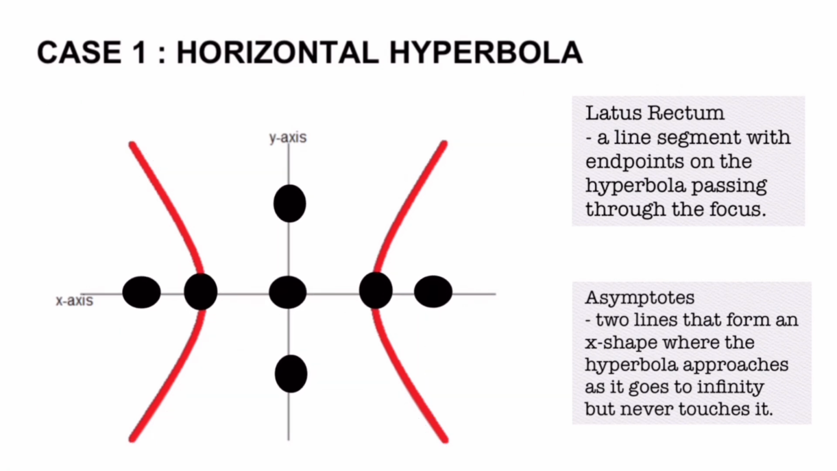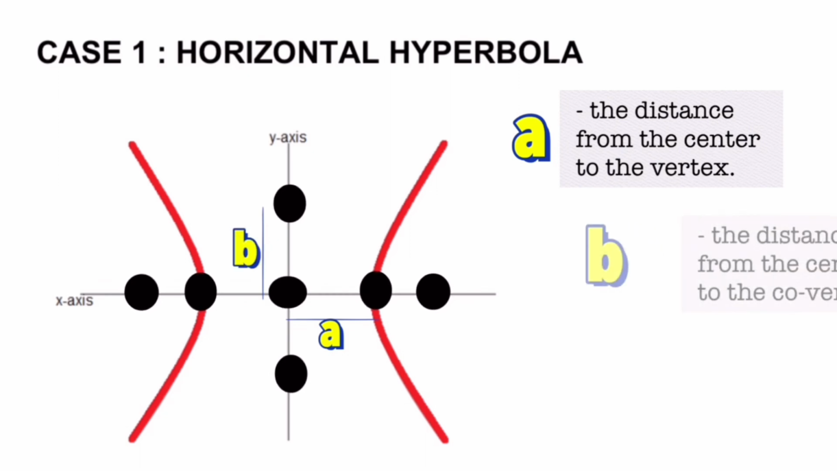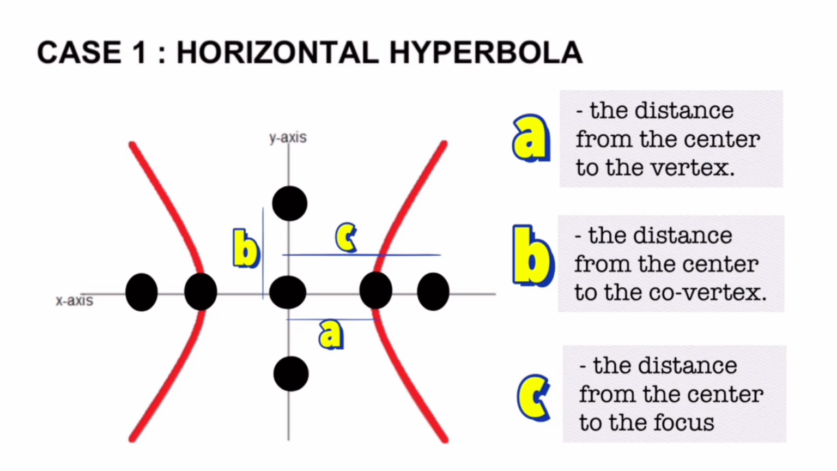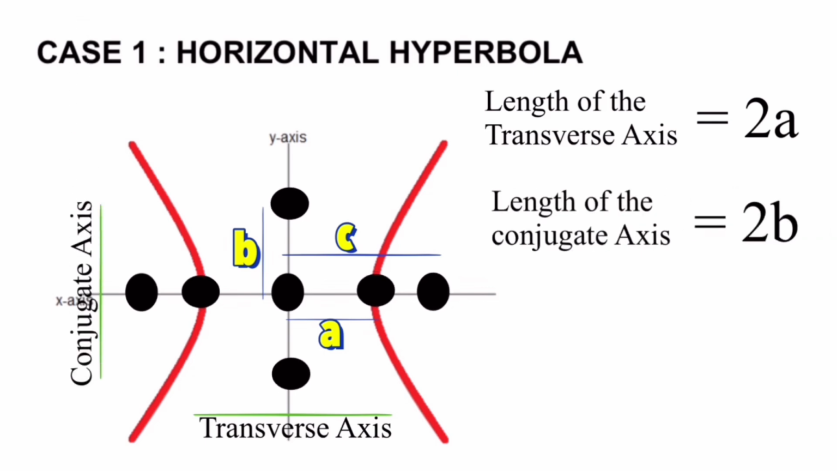Now let's look at some important lengths of hyperbola. The distance from the center to the vertex is represented as letter a. The distance from the center to the co-vertex is represented as letter b, while the distance from the center to the focus is represented as letter c. From here, we can say that the length of the transverse axis, from one vertex to the other vertex, is 2a, while the length of the conjugate axis, from one co-vertex to the other co-vertex, is 2b.